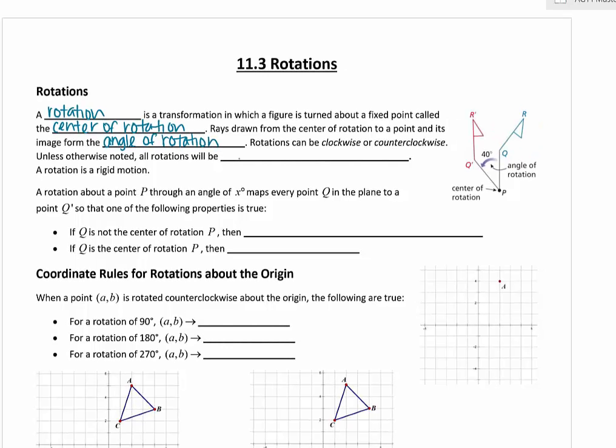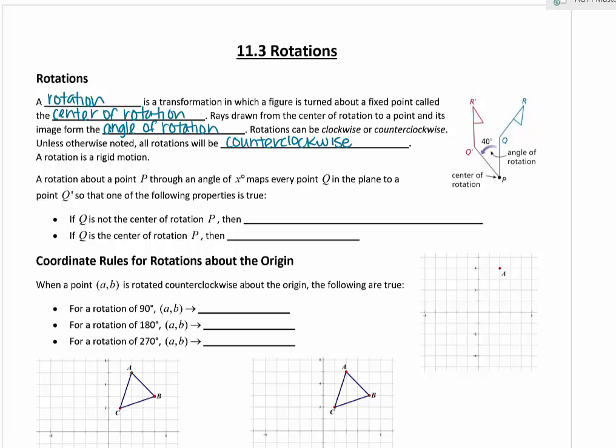However, we will always be doing counterclockwise rotations unless told otherwise. And a rotation is in fact a rigid motion. A rotation through point P through an angle of x degrees will map every point Q in the plane to a point Q prime. If Q is not the center of rotation P, then QP would equal Q prime P, so these would be equal, and the measure of angle QPQ prime would equal x degrees.